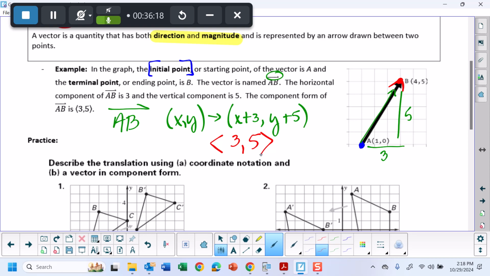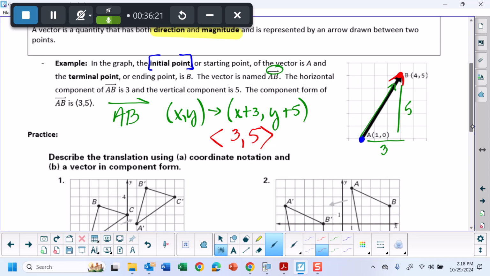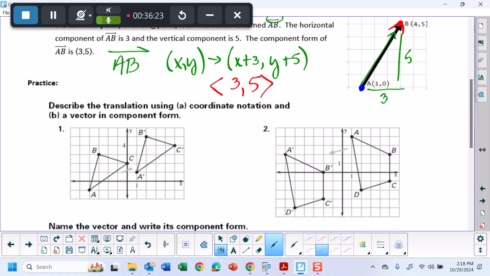In 1 and 2 below, I would like you to describe the translation both ways, using coordinate notation and vector notation. Pay attention to which way the arrow's going, which is your pre-image and which is your image. Turn to your partner and say, do you get this?